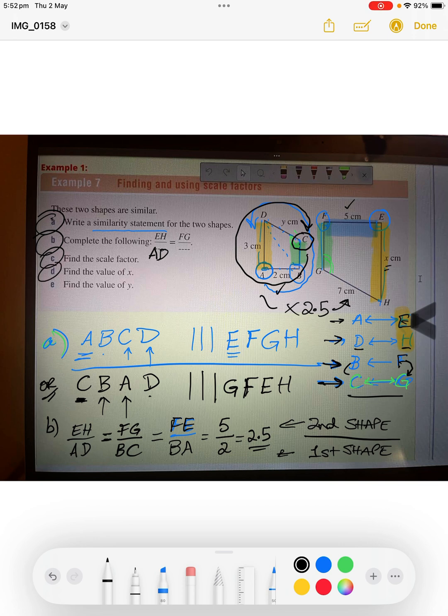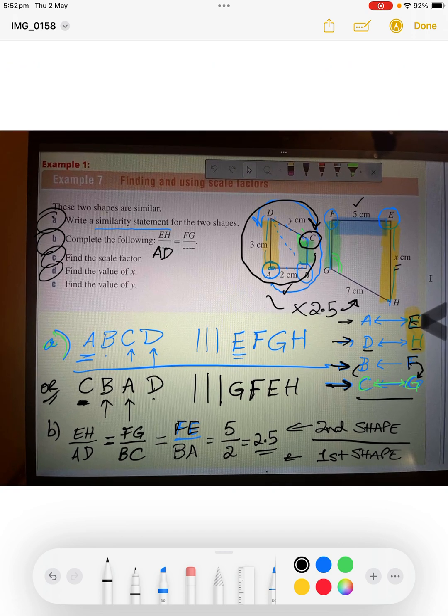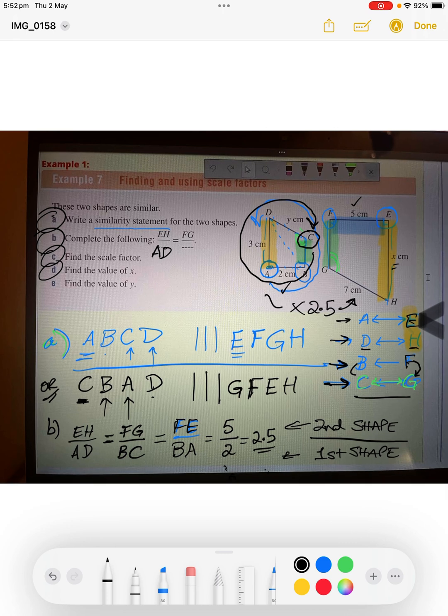Find the value of X. Am I able to do this? Will it work? Can I make this bigger? I don't know. Let me try it. All right, let's put it up here. X is where? X is EH. X is this ratio. X is in this ratio here.